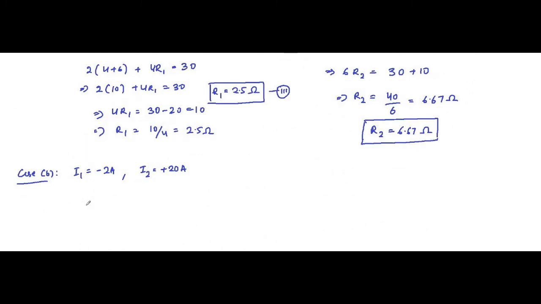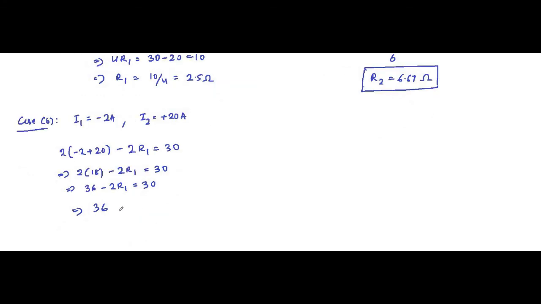So it will be, for the first equation, 2 plus 20 minus 2R1 is equal to 30. That implies 2 into 18 minus 2R1 is equal to 30. That implies 36 minus 2R1 is equal to 30. That implies 6 divided by 2 is equal to R1. That implies R1 is equal to 3 ohm. The first value we have got, R1 is equal to 3 ohm for case B.